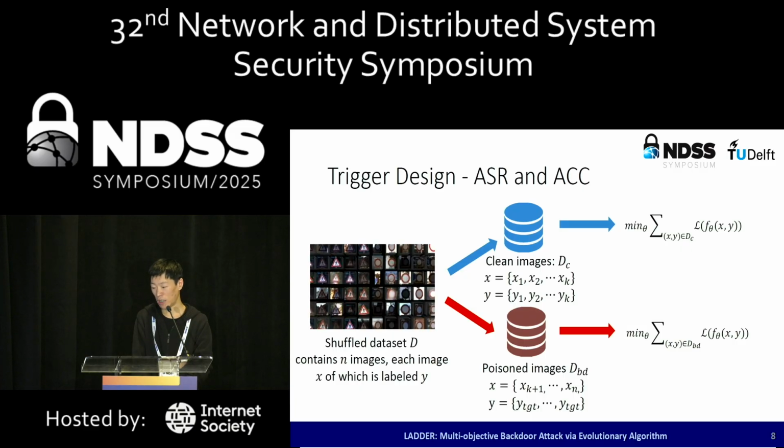In detail, we shuffle the training dataset and divide it into clean and poison images. For the poison images, we insert our frequency trigger and manipulate the label to be the attacker-desired one, and we minimize the loss function on the mixed dataset as in a normal backdoor attack.